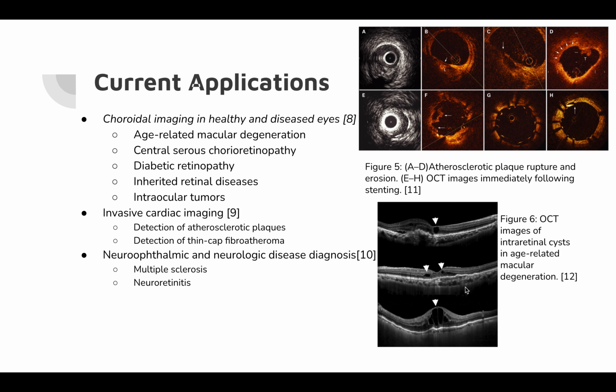As previously mentioned, OCT is primarily used in ophthalmology, as it is often used to take choroidal images of healthy and diseased eyes. This allows screening for conditions such as age-related macular degeneration by looking for thicker choroid as compared to healthy eyes, as well as screening for central serous chorioretinopathy, diabetic retinopathy, intraocular tumors, and inherited retinal diseases.